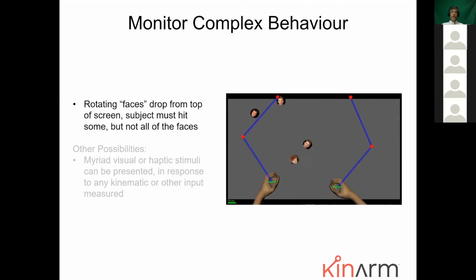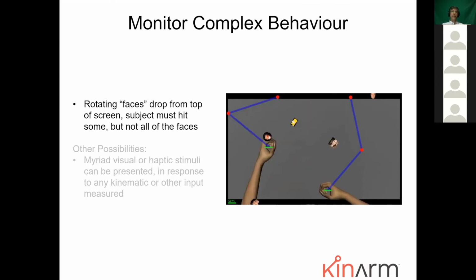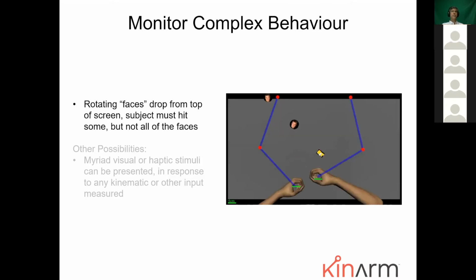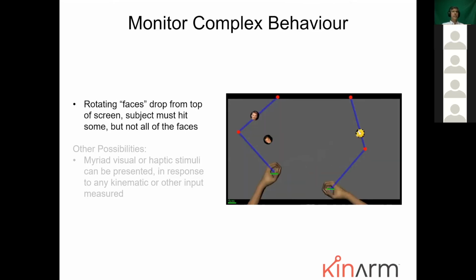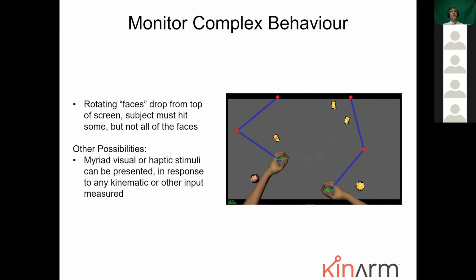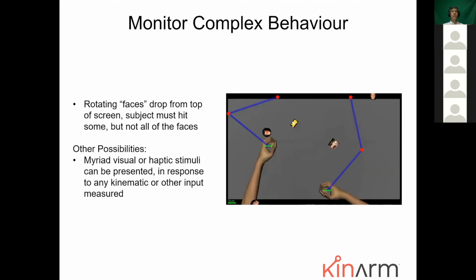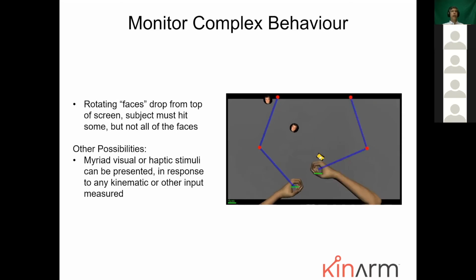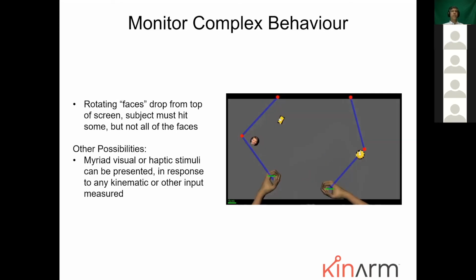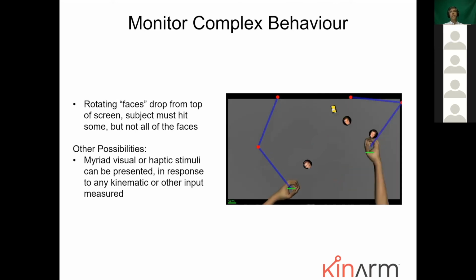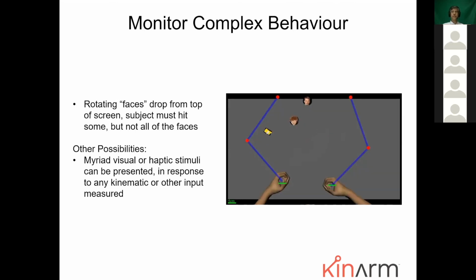of those faces, so they get a little bit of haptic feedback, so it feels like you're actually hitting something. So there are lots and lots of different possibilities. You basically have control to present whatever sort of visual or haptic stimuli you want, and their behavior can be changed in response to any kinematic or other input that's measured or controlled by the system. So there are lots of possibilities here.